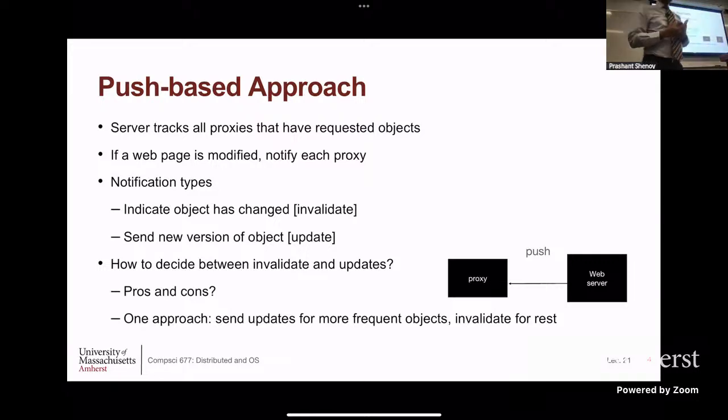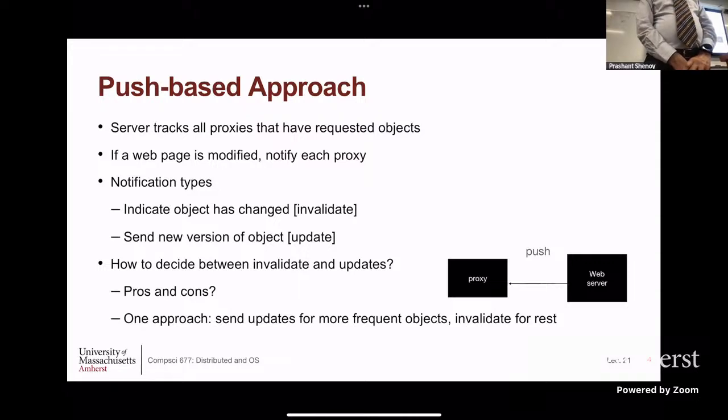Okay. So one question you can ask is, suppose that a web page has changed. The server has one of two choices to notify all the proxies. Which one should it pick? Should it send an invalidate message or an update message? And under what scenario would you send one over the other? Any thoughts on this? The question clear?